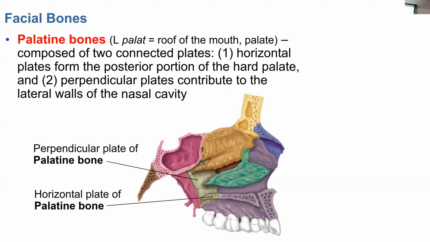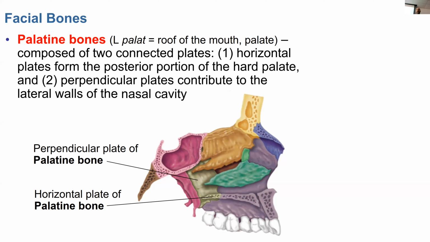The palatine bone, this perpendicular plate, also forms part of the lateral walls of the nasal cavity. So it's an important bone for part of the nasal cavity as well as part of the oral cavity. And that's all we'll say about that guy. Those guys, plural, there's two of them.